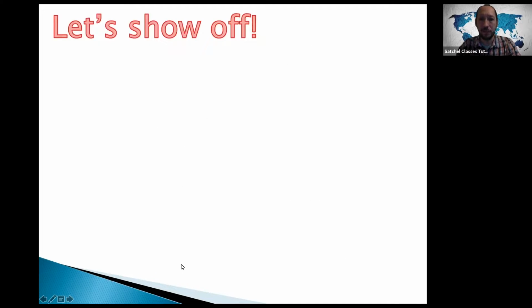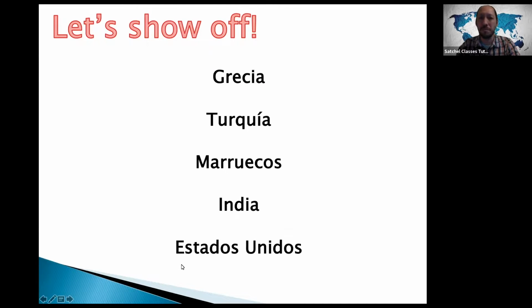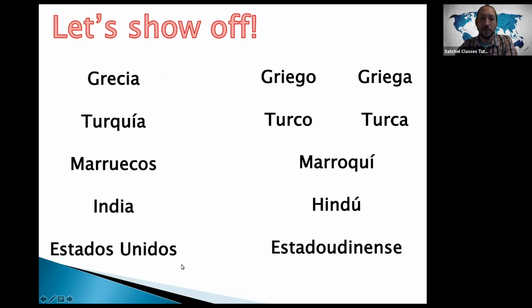But then we have those countries that we can actually show off in terms of our pronunciation or our writing, because these are really hard to remember. Grecia, Turkey, Marruecos, India, Estados Unidos. The pronunciation and the nationality for these ones in Spanish is going to change the word completely. So we have for Grecia, griego, griega. Turkey, turco, turca. Marruecos, we have marroquí.